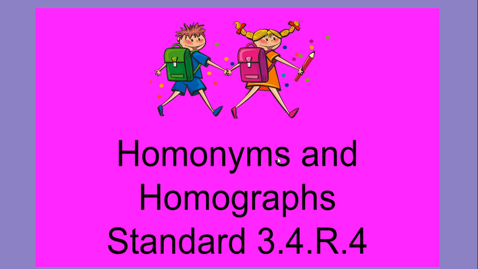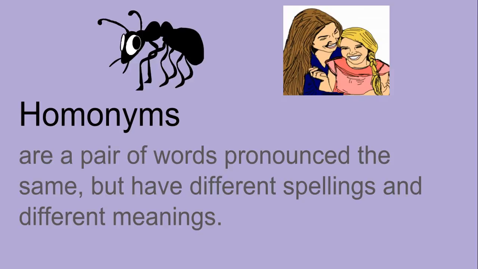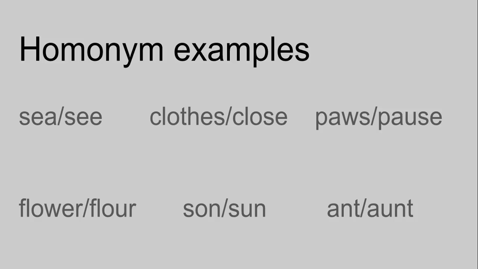Specifically, English Language Arts Standard 3.4.R.4 says students will infer relationships among words, including synonyms, antonyms, homographs, and homonyms. Today we are going to look at homonyms and homographs. Homonyms are a pair of words pronounced the same but have different spellings and different meanings.